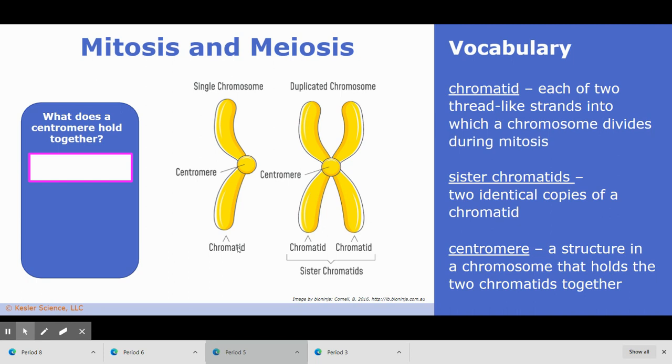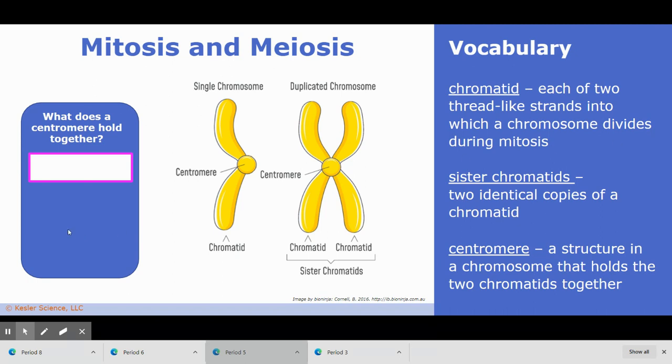Right before the cell needs to divide, it has to make a copy of every chromosome. And the copies are attached in the center by the centromere. And each side, now that there are two chromatids, we call them sister chromatids. So over here on the right, a chromatid is each of two thread-like strands into which a chromosome divides during mitosis. And sister chromatids are two identical copies of a chromatid. And the centromere is a structure in a chromosome that holds the two chromatids together.